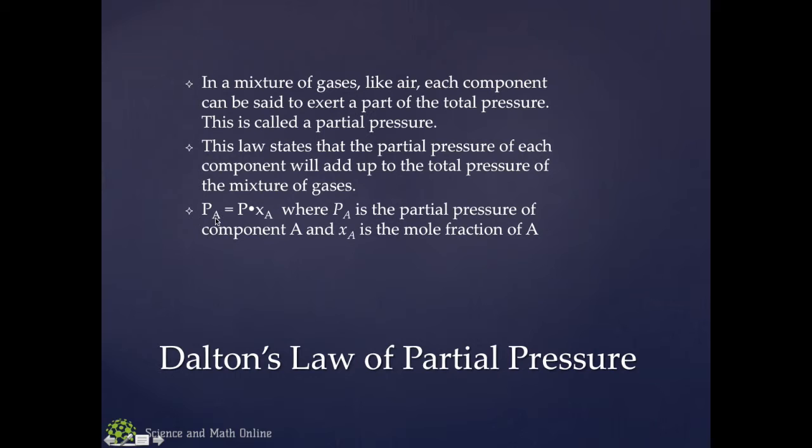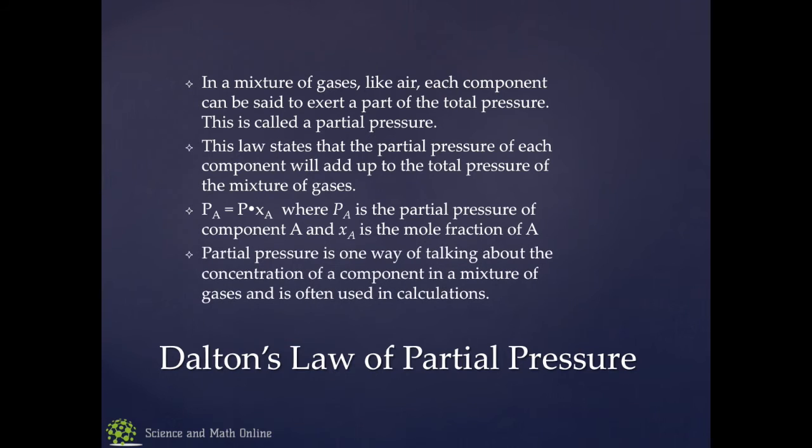And then we would say oxygen is 27%, and so we would do 0.27 times the total pressure to give you the partial pressure of oxygen. We're not going to use it in this course, but in a college course or an AP course, we can use partial pressure to basically be our unit of concentration within mixtures of gases. So it's one way of talking about it, and it's often used in calculations.